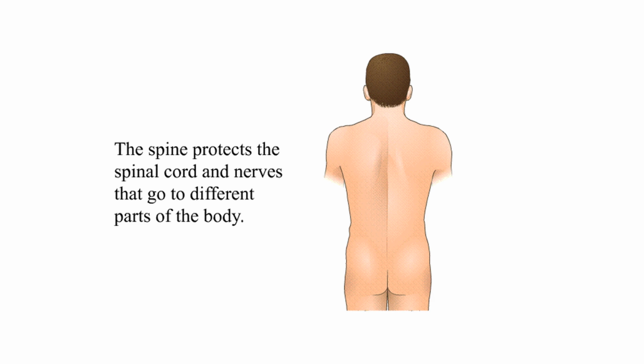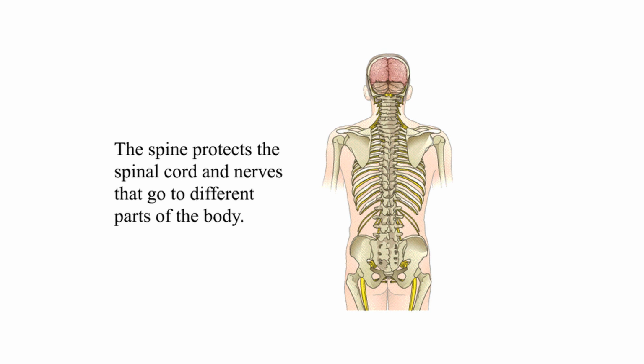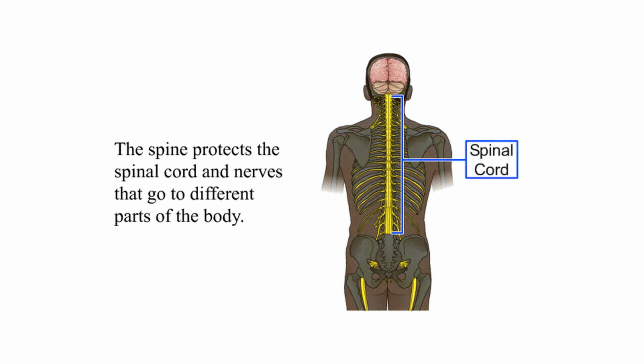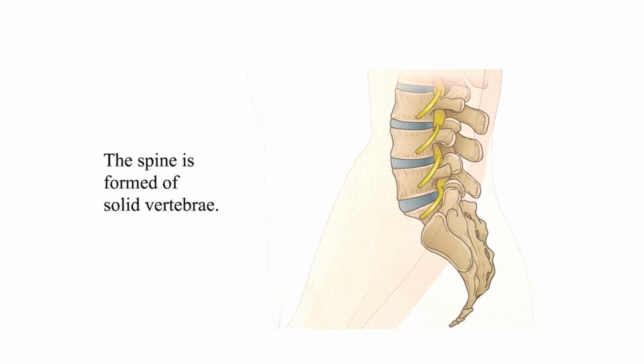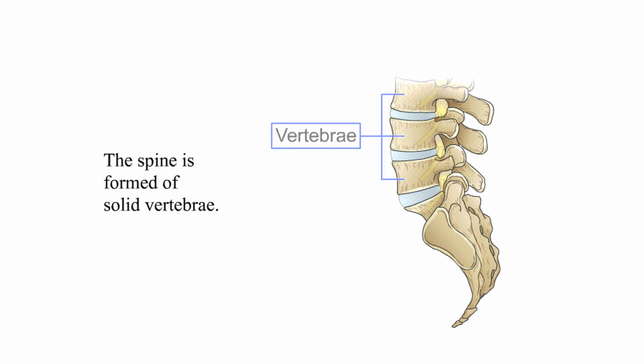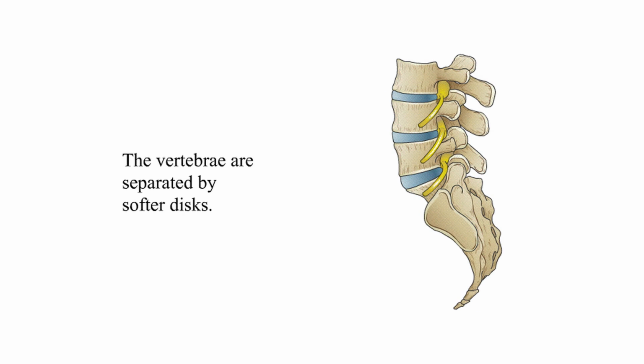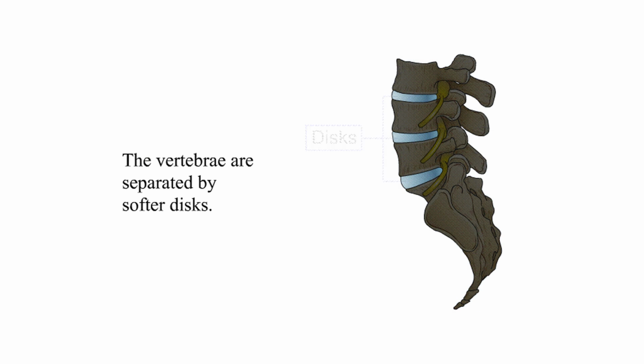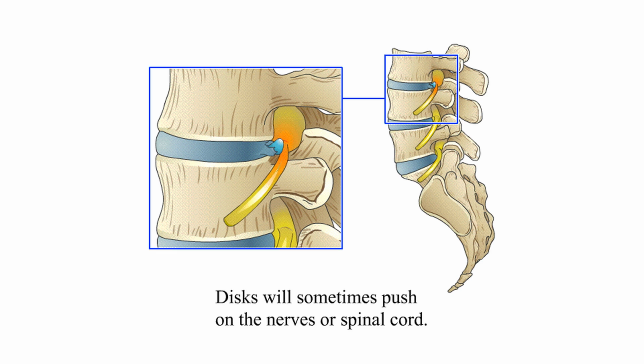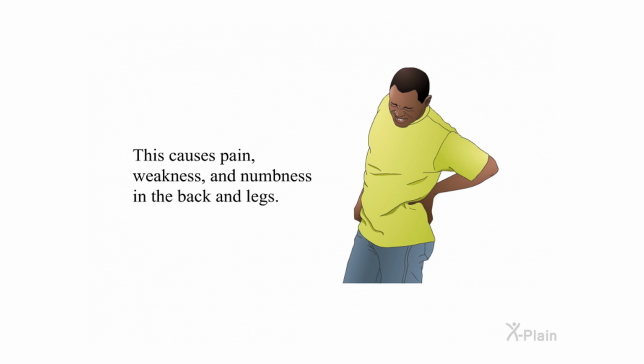Anatomy. The spine protects the spinal cord and nerves that go to different parts of the body. The spine is formed of solid vertebrae. The vertebrae are separated by softer discs. Symptoms and their causes. Discs will sometimes push on the nerves or spinal cord. This causes pain, weakness, and numbness in the back and legs.